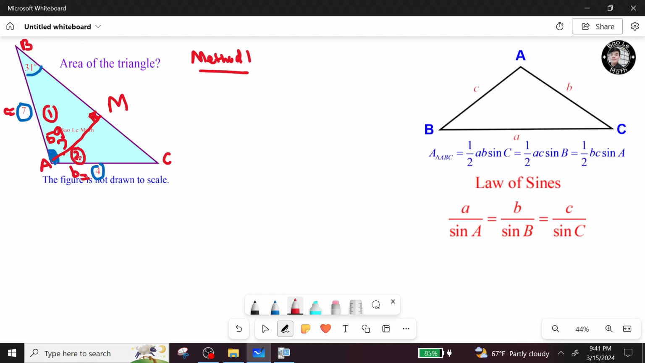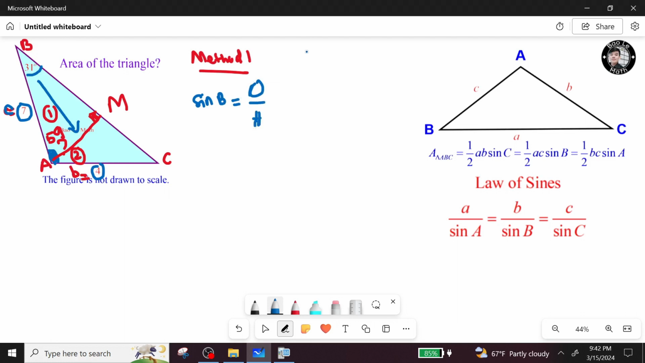Before I find angle A2, I need to find AM first. I need to use the trig ratio in the right triangle BAM. I have angle B right here, opposite to angle B is AM, and c is the hypotenuse. So sine of angle B equals opposite over hypotenuse, which means AM over c.